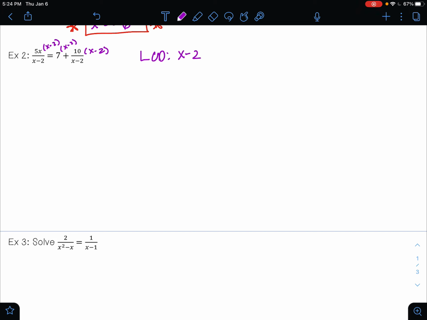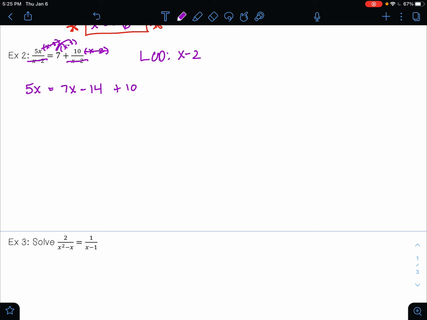So for this first fraction, you can see that this x minus 2 is going to cancel out with this x minus 2, then you can go straight to saying, okay, that's going to be 5x. 7 is being multiplied by x minus 2, so I have to use the distributive property. That's going to give me 7x minus 14. And then here, my x minus 2s are going to cancel, and that just leaves me with 10.